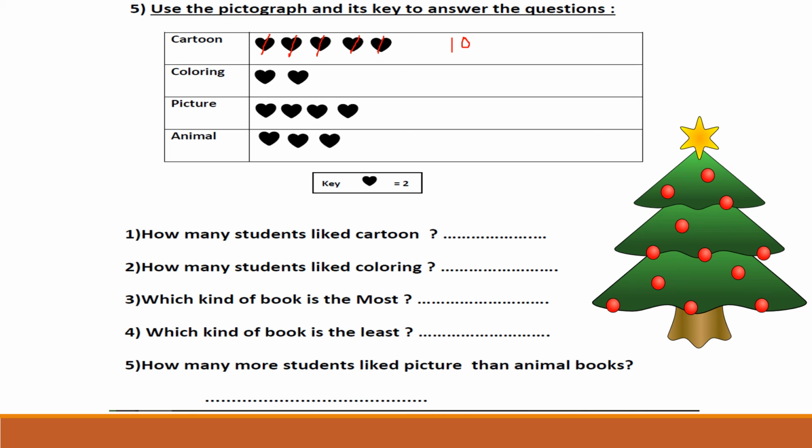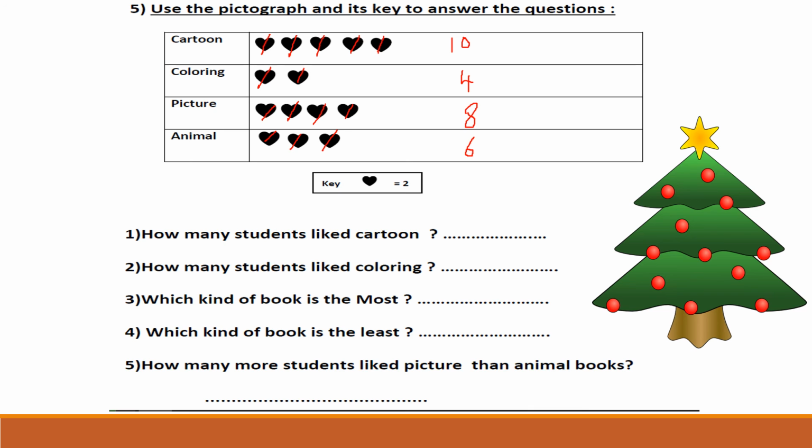The next here, coloring. 2, 4, have 4. And picture how many? 2, 4, 6, 8. It will be 8. And animal how many? 2, 4, and 6.